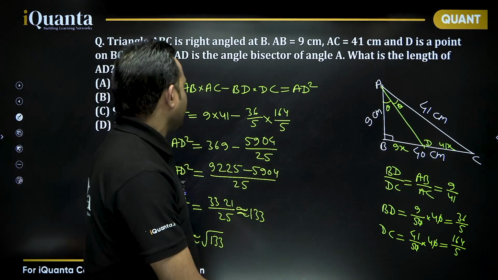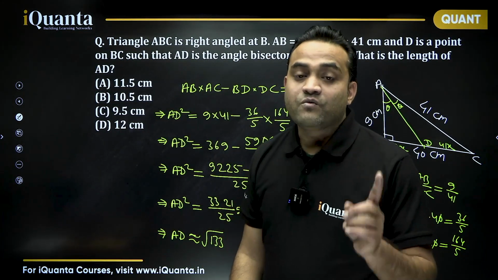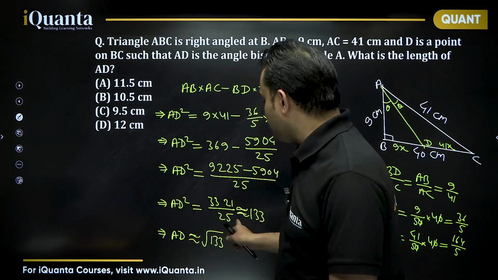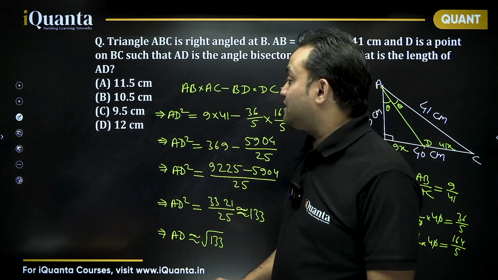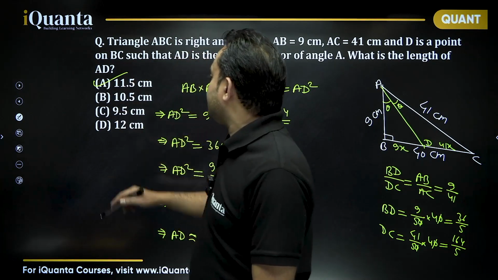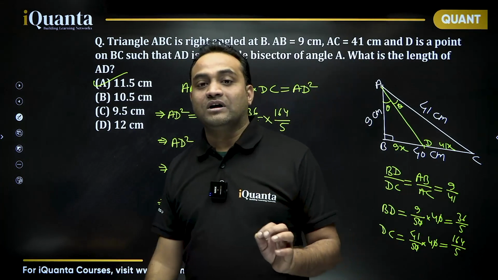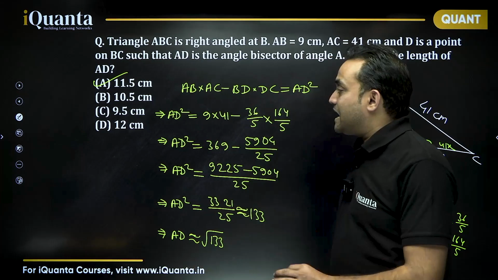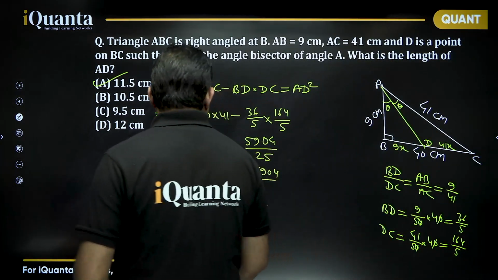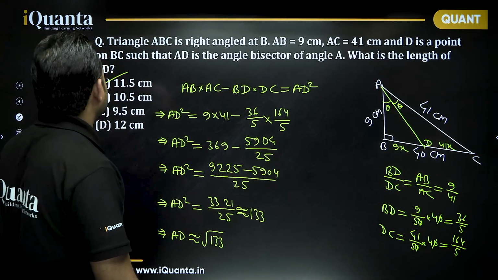Now 11 square is 121, 12 square is 144. So this value will be between 11 and 12. If you check the options, only option A is between 11 and 12. So our answer is 11.5 centimeter. So this value is approximately 11.5 centimeter.